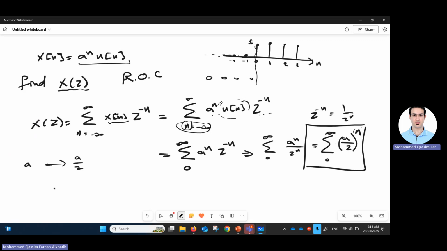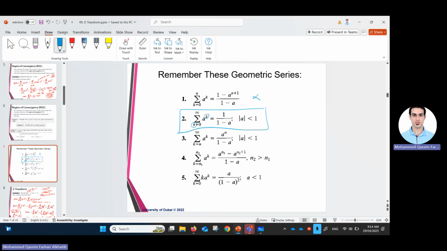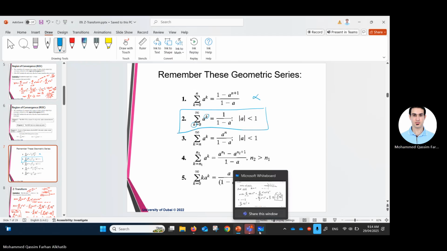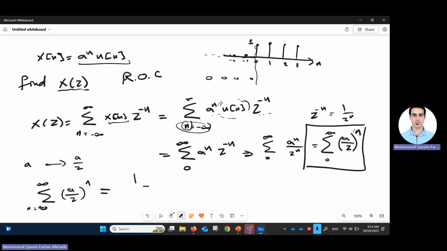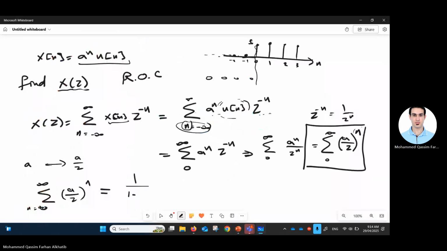So then, by using the tables, the summation for n equals 0 to infinity of a over z to the power n should equal, go to the tables, 1 over 1 minus a over z. Sorry, not that, 1 over 1 minus a over z. Exactly.